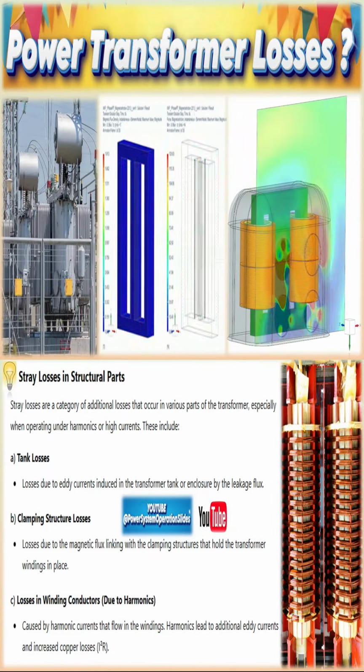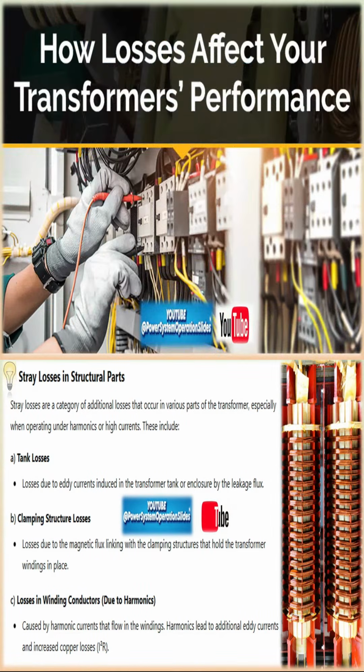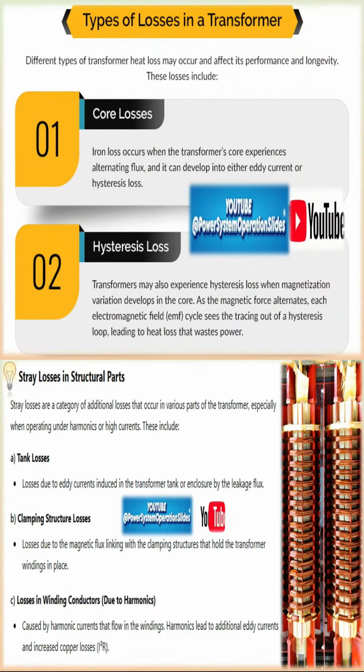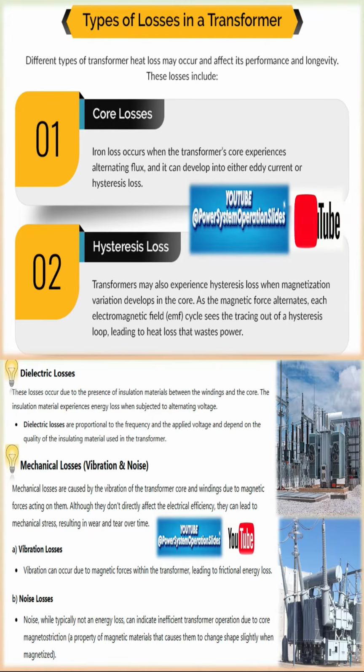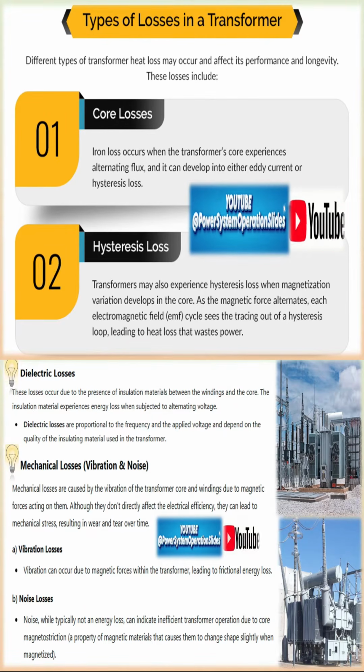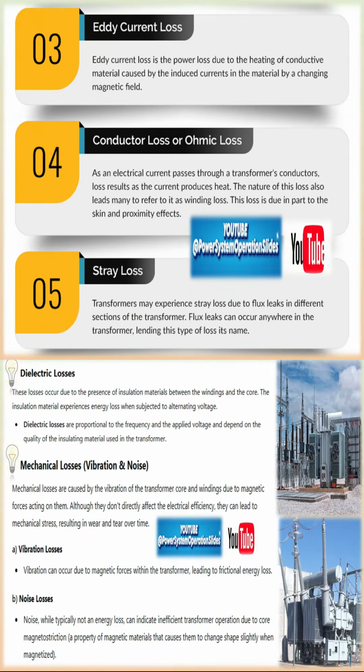Transformer losses are the various forms of energy dissipation that occur in a transformer during its operation. These losses affect the efficiency of the transformer and result in energy being lost as heat, sound, or other forms. Losses in a transformer are typically categorized into two main groups: no-load losses (core losses) and load losses (copper losses).